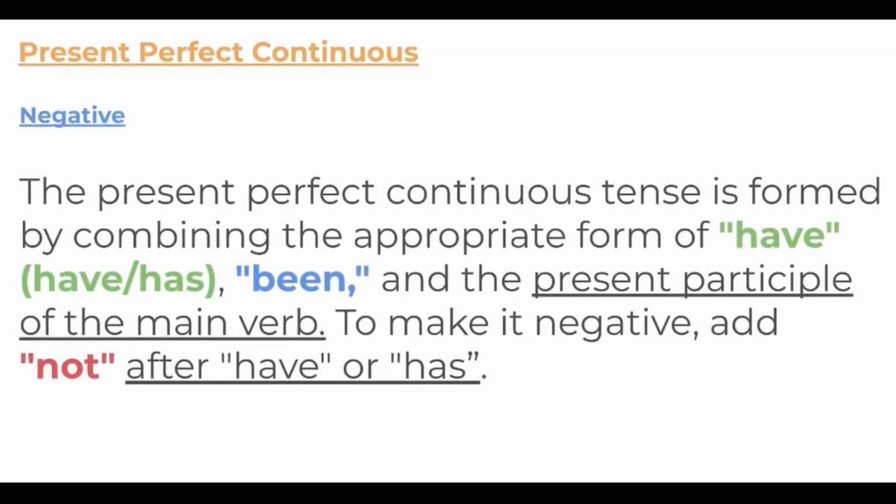Negatives. Okay, so we want our have, our been, and our present participle, so everything stays the same. To make it negative, we simply add not after have or has. Contracted forms, you might know, haven't or hasn't. That's the only thing we change here. So it's quite straightforward, really.